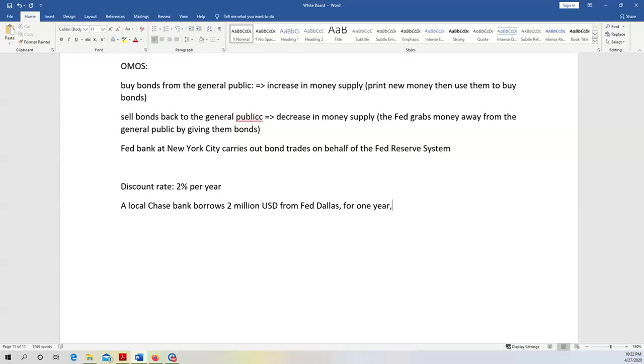So if the local commercial bank wants to borrow money from its regional Federal Reserve Bank, the local commercial bank also needs to pay interest. That interest rate is called the discount rate. If the central bank wants to increase money supply, the central bank can drop or can lower the discount rate.